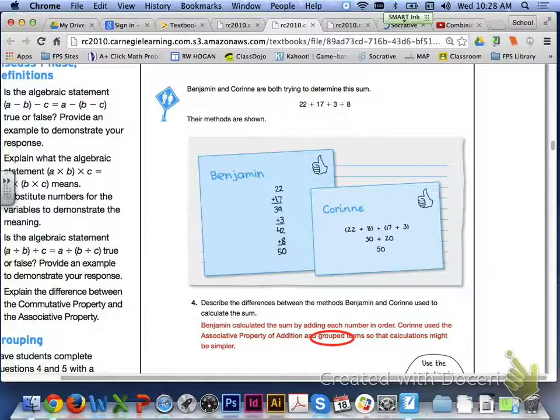Let's look at the top of page 544. Ben and Corinne are both trying to determine the sum of 22 plus 17 plus 3 plus 8. You can see that both methods are correct. They are shown there in the example. But I want you to take a look at the difference between their methods. Ben calculated the sum by adding each number in order, but Corinne used the associative property and she grouped the terms so that the calculations might be a little simpler to come up with. So think about implementing properties in order to make whatever operation you're working with a little easier to do.